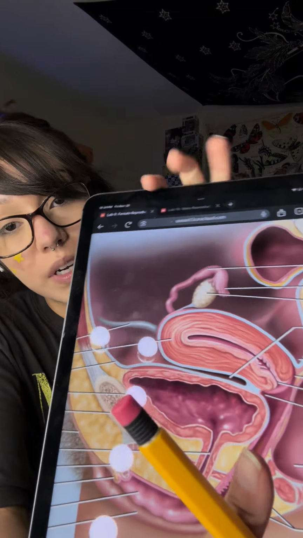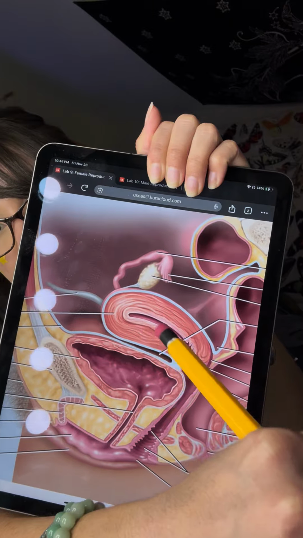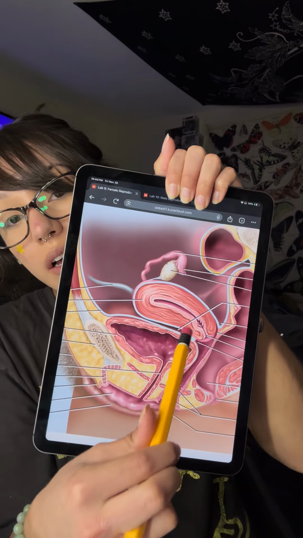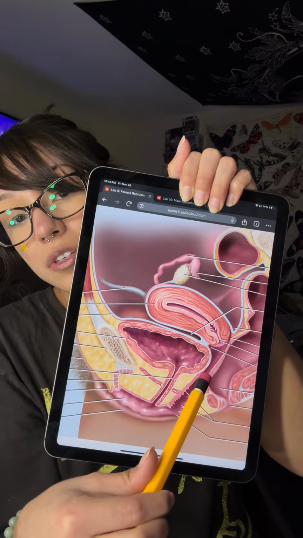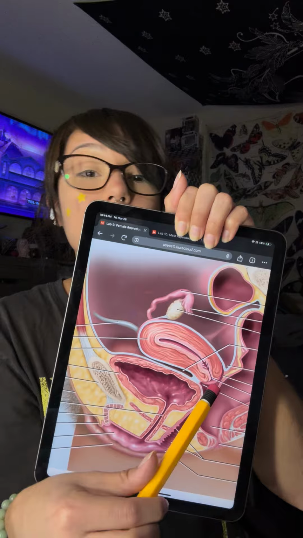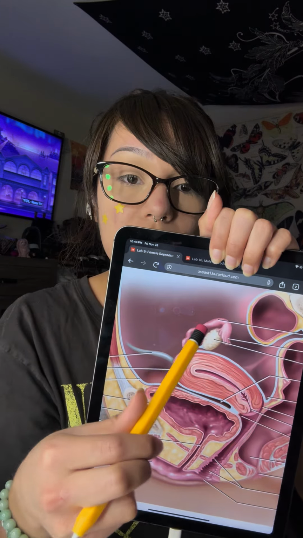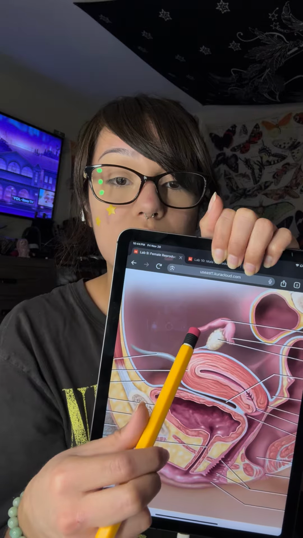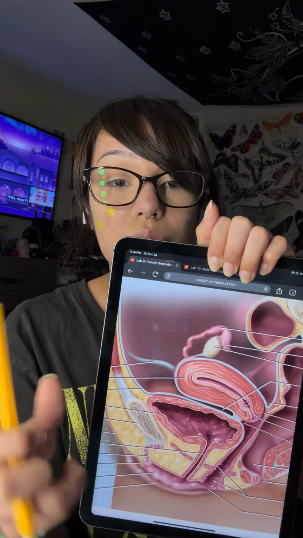So right there is what the uterus would be. This is the female bladder. This right here would be the vaginal canal. That little opening right there into the uterus would be the cervix. That's a fallopian tube, and this is an ovary. And there's a pair of these, so there should be two, one on the other side.